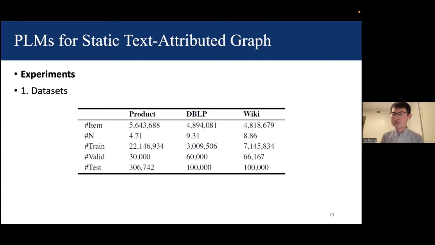So now let's look at the performance of this model. Authors try on three different data sets. For example, the second data set here is called DBLP. We have more than 4 million documents on the graph. And each document here, on average, has more than 9 words.